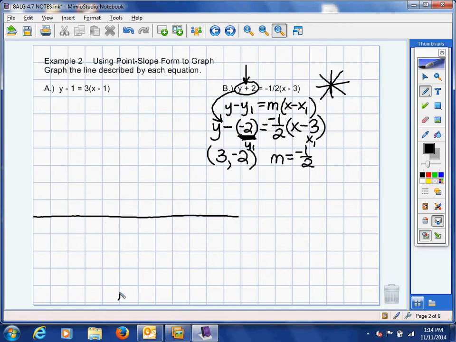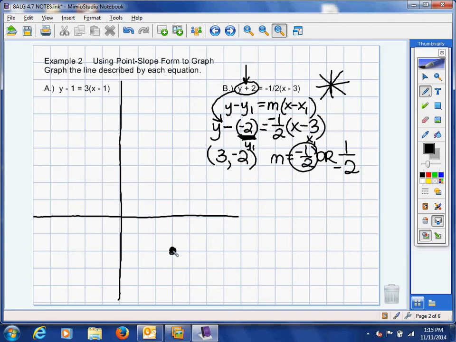Okay, let's get our xy coordinate plane going, and we want to graph 3, negative 2, and here it is. We're in the fourth quadrant, and there's 3, negative 2. Okay, now that's the one point we know for a fact is on our line. So we want to use the slope, negative 1 over 2, or you could use positive 1 over negative 2. Either form is fine. If we do the first form, what that says is go down 1, right 2.